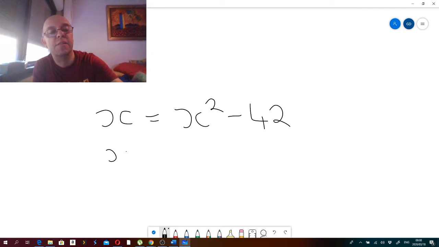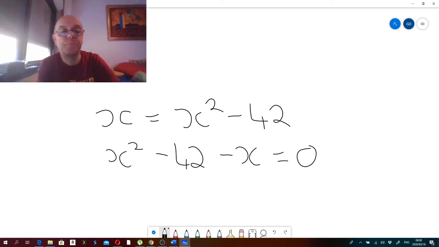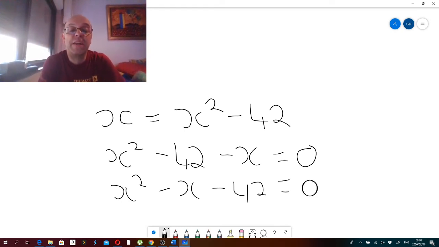So we'll make it x squared minus 42. And then we'll take the x on the left hand side there and bring it over, so make it minus x. And of course on the other side we would have had 0, but we can just put the 0 over here. So there we've got x squared minus 42 minus x. If you want to rearrange that, let's do that by saying x squared minus x minus 42. And again, we now need values from 42, or factors of 42, that will give us a minus 1.